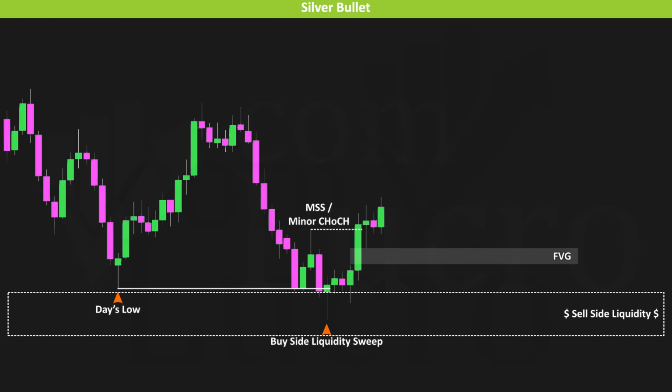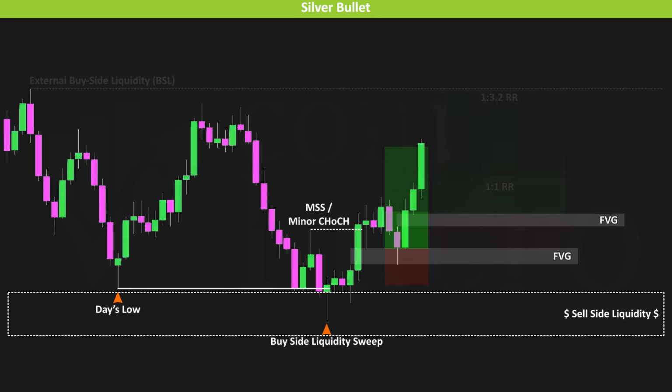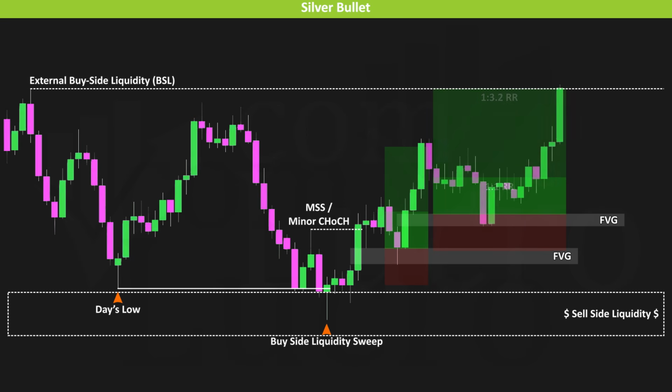Finally, mark the fair value gap created during the displacement and plan your entry accordingly. If the fair value gap is relatively small, use a slightly wider stop loss to give the trade room to survive normal market fluctuations. From there, the same two targets. Even with the wider stop, the first entry pays 1-to-1 and then 1-to-2.5. The second entry runs 1-to-1, then 1-to-3.2, taking profit at the external buy-side liquidity.